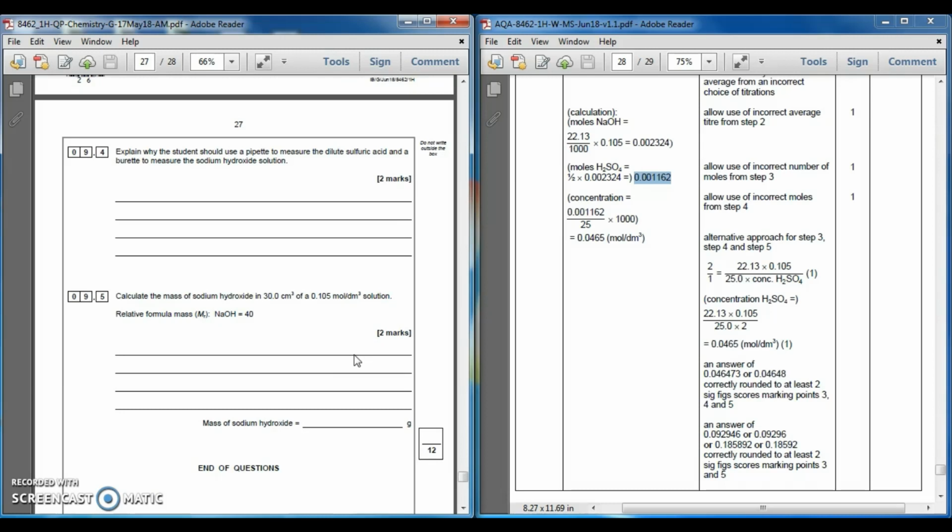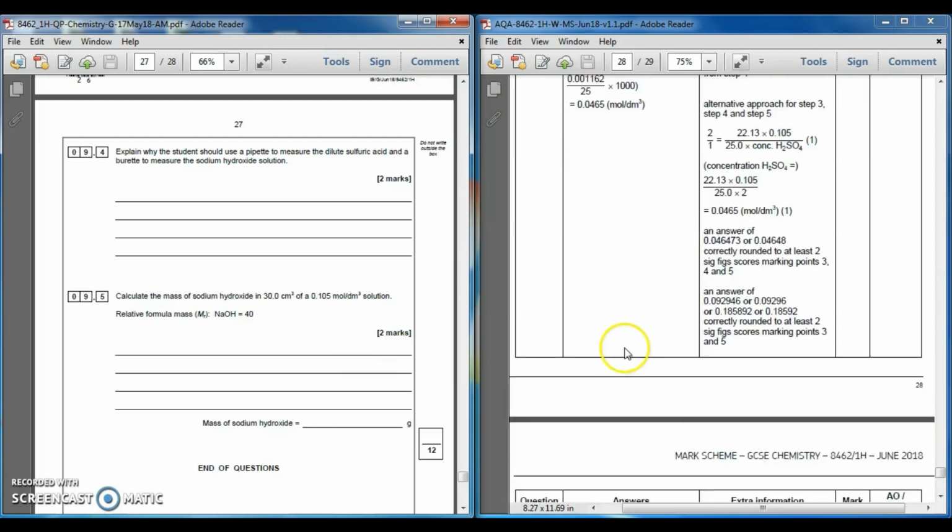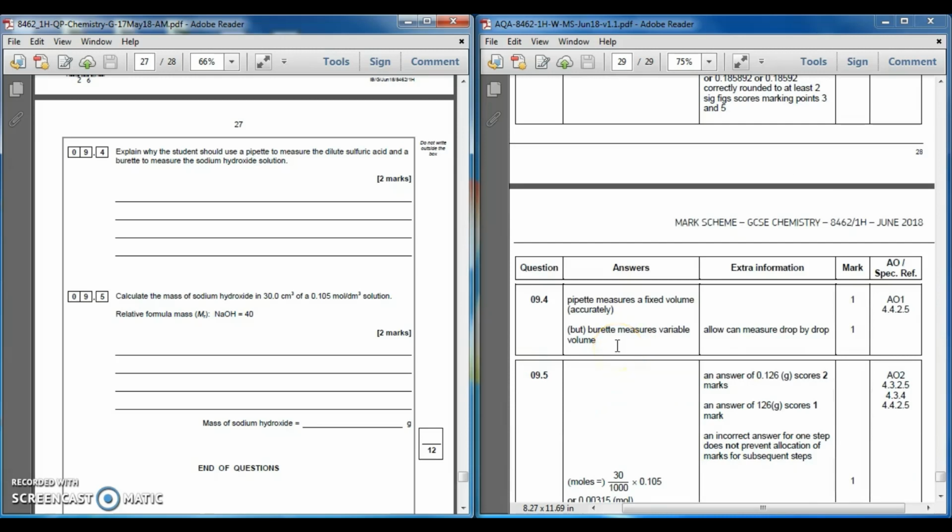9.4. Not well answered. So the pipette is used to measure a fixed amount really, really accurately, whereas the burette is used to measure the volume bit by bit. So it's a variable volume. So it could be 23, it could be 23.5.